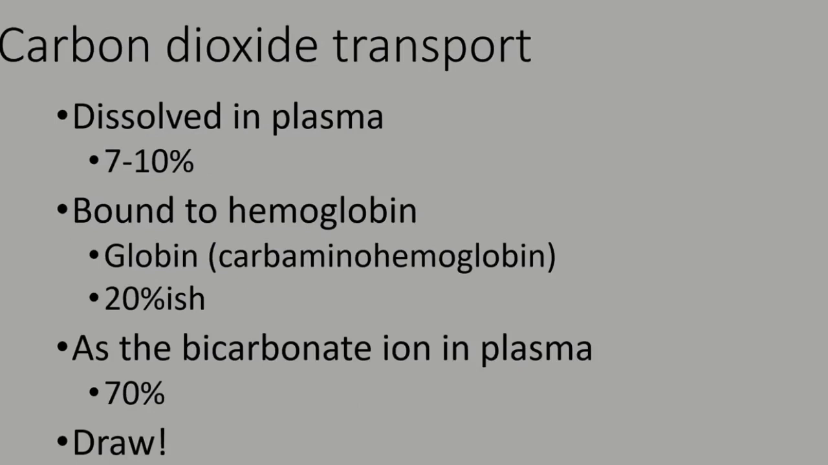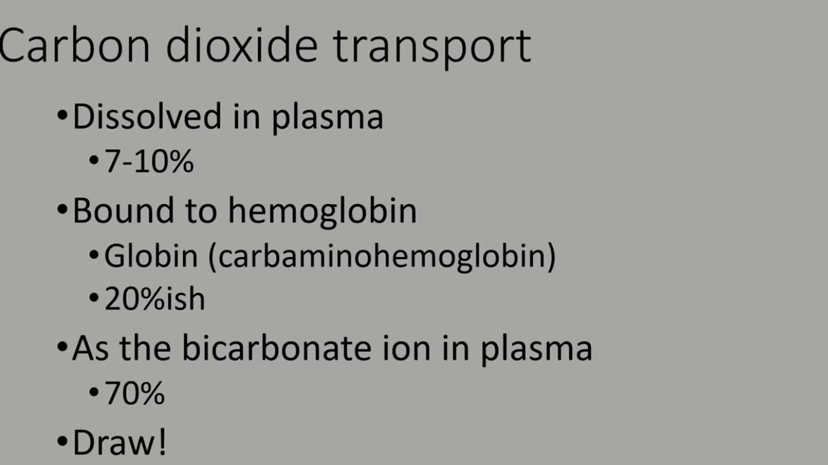Now moving away from oxygen and talking about carbon dioxide. Carbon dioxide is carried several ways in the blood. First, dissolved in the plasma. Remember, carbon dioxide is really soluble. About 7 to 10% of the carbon dioxide in your blood is dissolved in the plasma. Some carbon dioxide binds to hemoglobin, about 20% of the carbon dioxide in your blood is bound to hemoglobin.